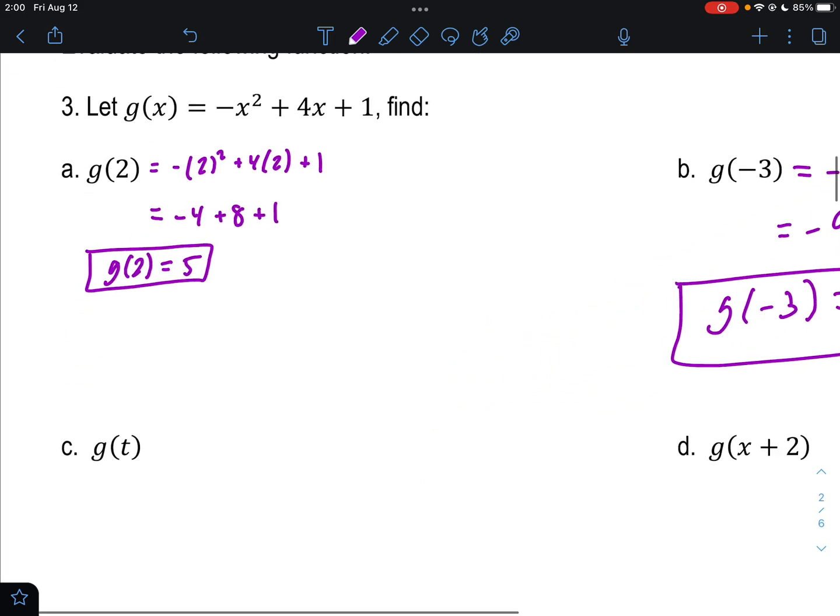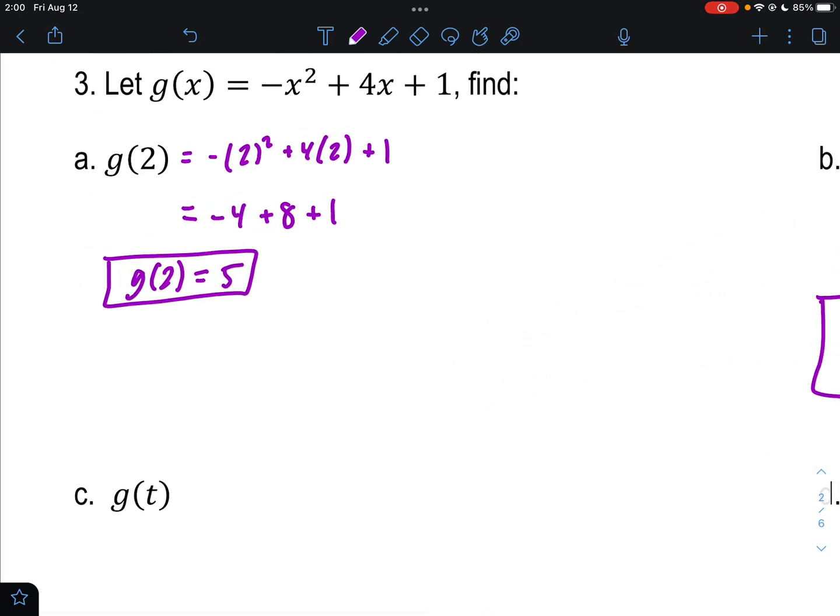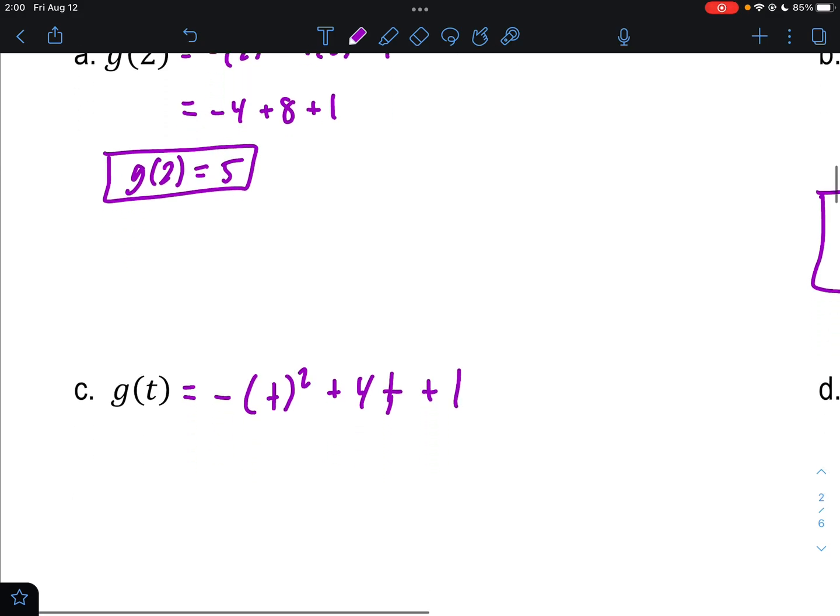G of t, don't let that scare you. That just means we're going to put a t everywhere we see an x. So it's going to be negative t squared plus 4t plus 1. And there's really no simplifying we can do with that. I mean, I guess we can get rid of the parentheses, negative t squared plus 4t plus 1, but that's it. That's going to be g of t.